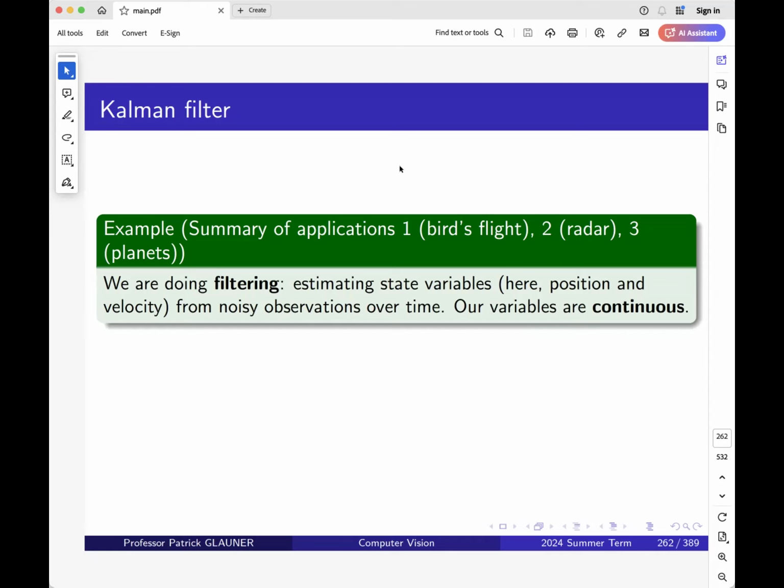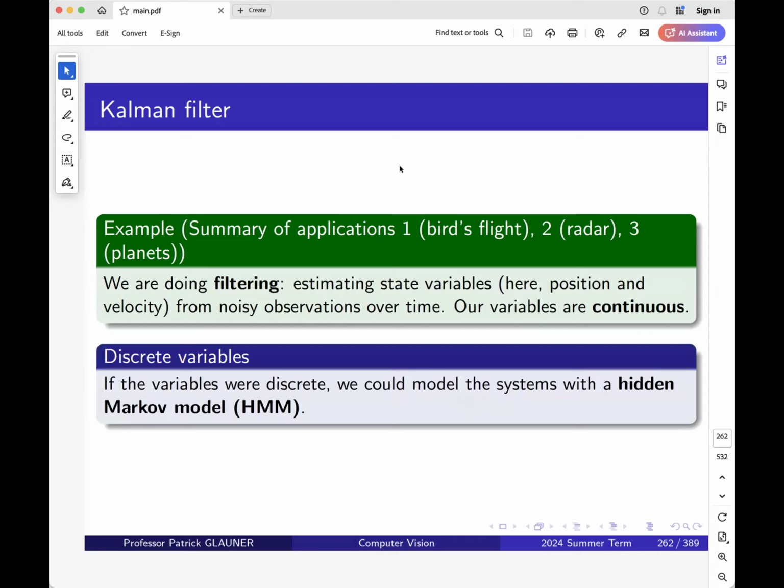If the variables were discrete, we would use a slightly different temporal model, which we call the hidden Markov model. A hidden Markov model allows us to do state estimation from noisy observations, but the variables are discrete. And the hidden Markov model, or in short, HMM, is a very popular statistical model.